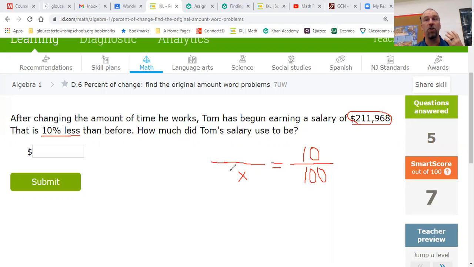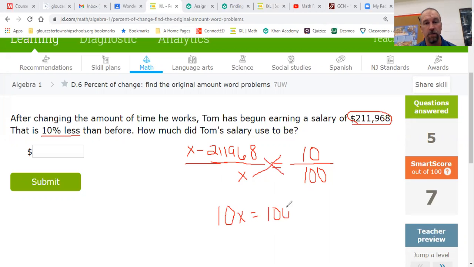Well, this time the original amount is more and the new amount is less. I always want to do the larger number minus the smaller number. So the original amount, which was more, and subtract that 211,968, the new amount, and that'll tell you how much Tom's salary changed. The amount of the change. And now cross multiply. So x times 10 is 10x. And it's equal to 100 times that, and you distribute, so I get 100x minus 211,968, and slap on a couple of zeros for the 2 zeros in the 100.